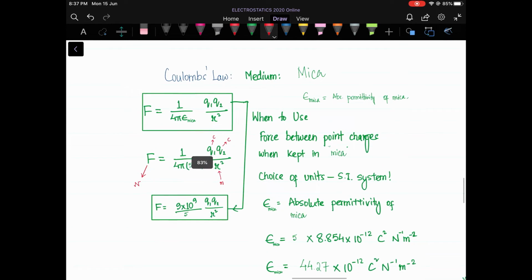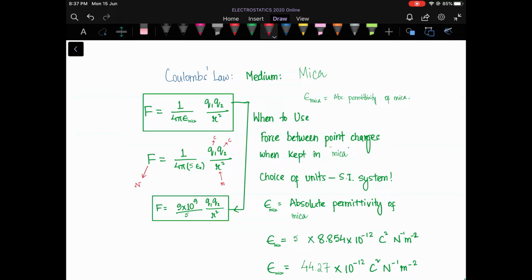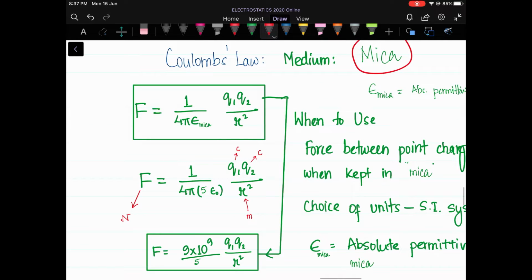Let's take up what happens when we take mica. Suppose we have taken now the medium as mica. That means the 2 point charges are kept in mica, not in air, not in water. Then we must have a formula where we write force equals 1 by 4 pi epsilon for mica, which is now we have to call it absolute permittivity of mica. Q1, Q2 are the two charges again. Charges are independent of the medium, so they do not change. Only the value of this constant over here or this value here is going to change.